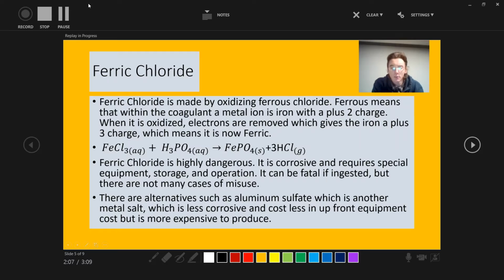But both chemicals do the same job. They're both metal salts used for coagulation. The coagulation is done in the formula shown right here. The ferric chloride reacts with phosphate, which is an excess nutrient. An excess nutrient of organic matter. Nitrogen and phosphorus are two very common examples.